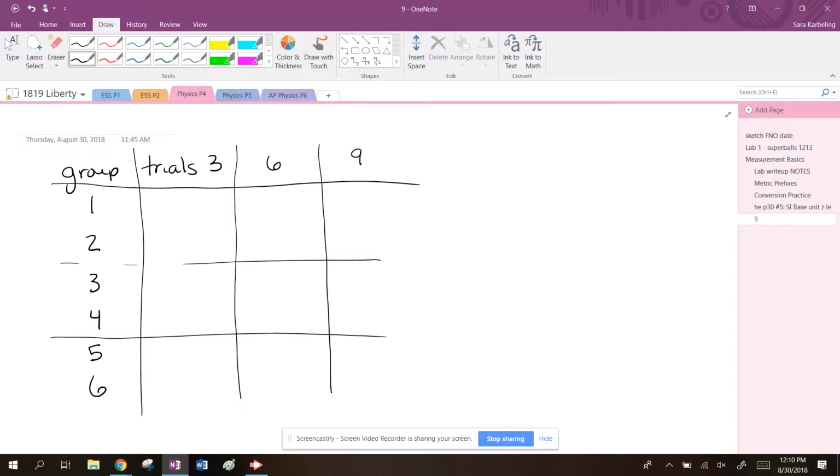So I'm going to have you write down the data, so group 1 is going to write numbers here, here, and here. You with me there? Oh, I'm sorry. I didn't mean 3, 6, 9. I meant 3, 5. You did 7 trials, right? Sorry, I was thinking multiples of 3 instead of odds. 3, 5, and 7. That's what I meant. Thank you for saying that. So trials 3, 5, and 7. Does that make sense? So come on up.